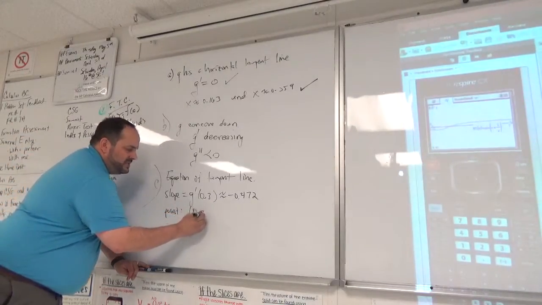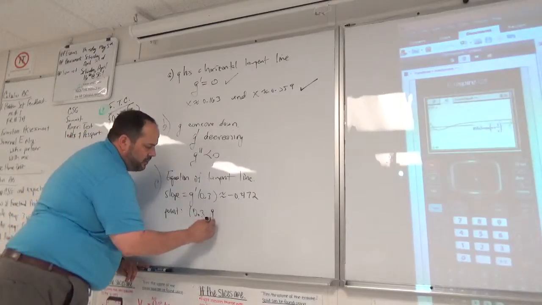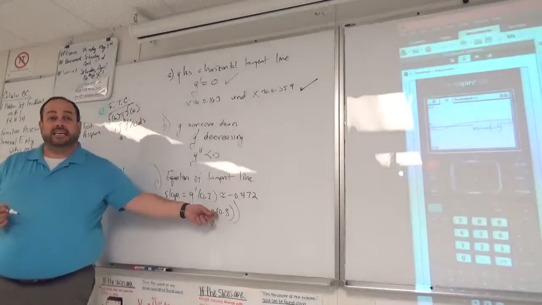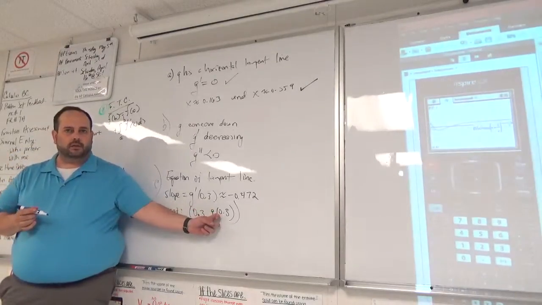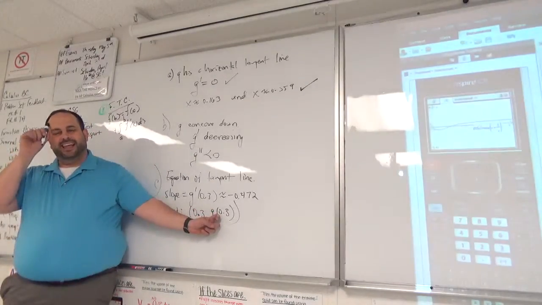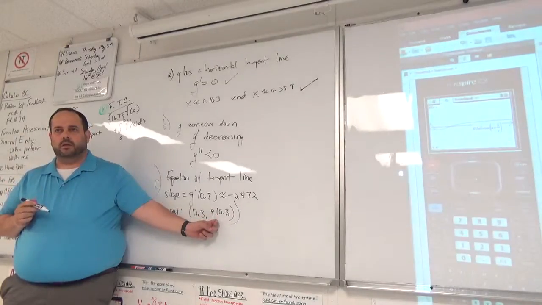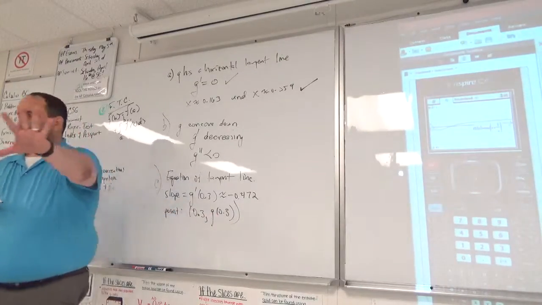What I know is that the x-coordinate is 0.3. The y-coordinate is going to be G at 0.3. How the heck are we going to figure out G of 0.3? Okay, if you guys could give me just one second.